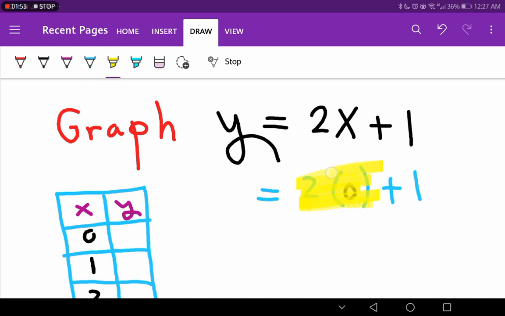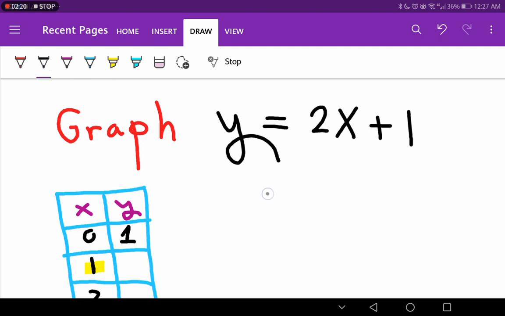2 multiplied by 0 equals 0, plus 1 equals 1. So the first value is when x equals 0, y equals 1. We are done with the 0. Now where do we move? Yes, we move to the 1. And we replace it where? Instead of x. Let's go.